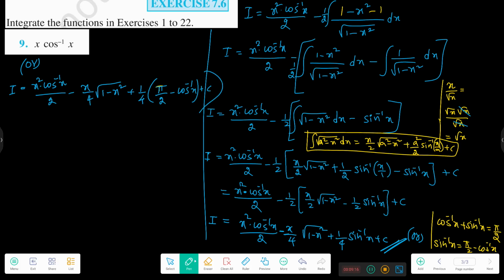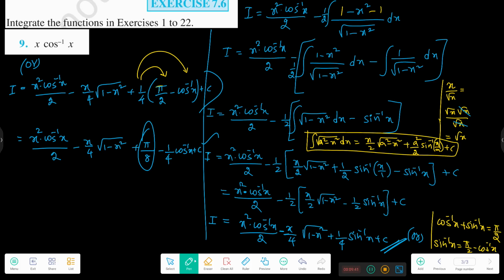Okay. Now take the 1 by 4 and multiply inside. Let's see what we are getting. x square into cos inverse x divided by 2 minus x divided by 4 square root of 1 minus x square plus pi by 8 minus 1 by 4 into cos inverse x plus c. Children, pi by 8 is a constant, c is also a constant. Then together you can write plus c. Okay. So whatever the constant, you should write only c. You should not take that constant and all together. Understand? Whatever the constant you find, you should write c only.